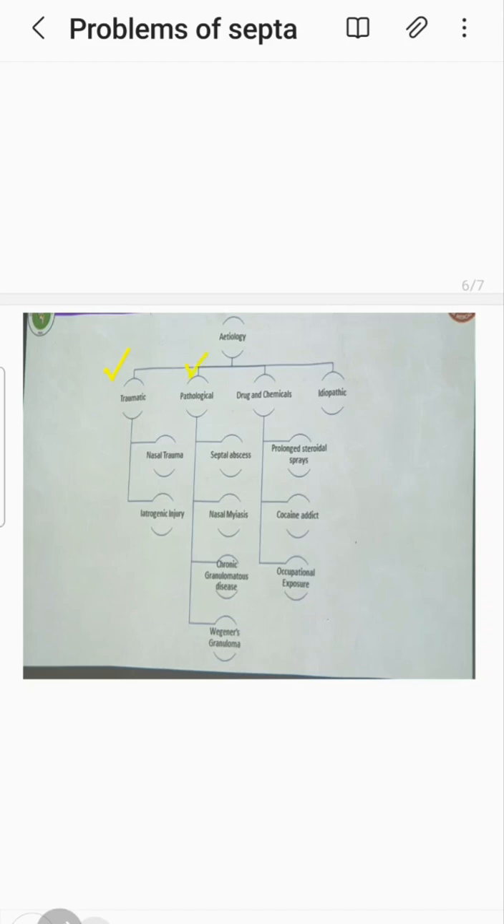Next, you'll go for the pathological causes. It may be because of a septal abscess. It may be caused by nasal myiasis, which is basically maggots in the nose, a rhinolith, or any foreign body. And the other thing is the chronic granulomatous disease. You'll be able to see the causative agent in the other systems of the body also. What are the chronic granulomatous diseases? There is lupus, there is leprosy, and TB, which cause trouble to the cartilaginous part of the nasal septum.